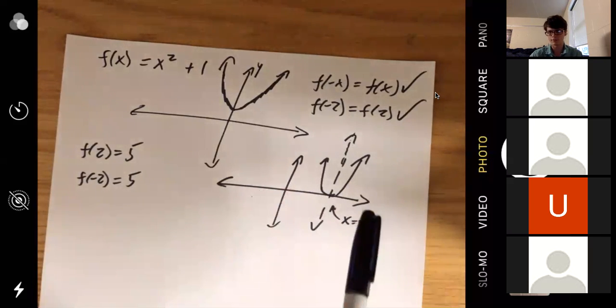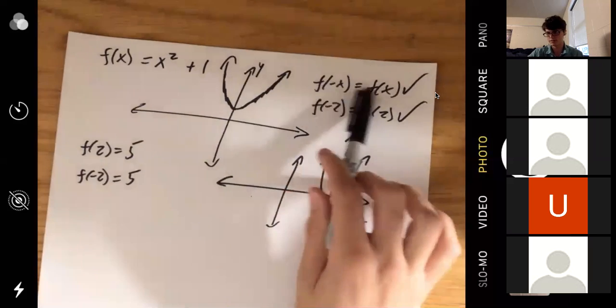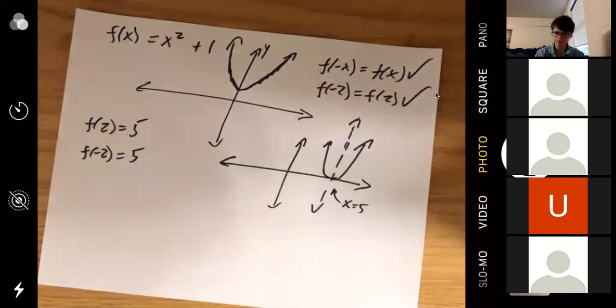We require specifically that it's symmetrical about the y-axis for this to be true, and for this condition to be true, for it to be even. Okay.